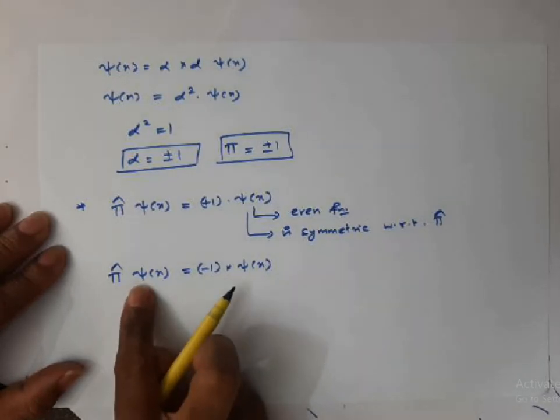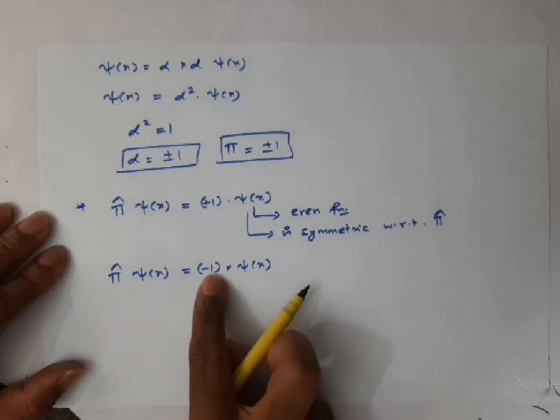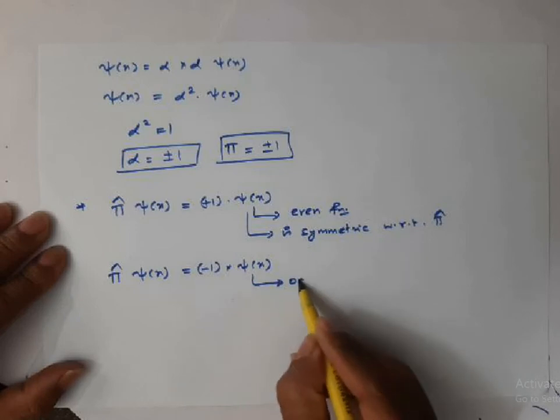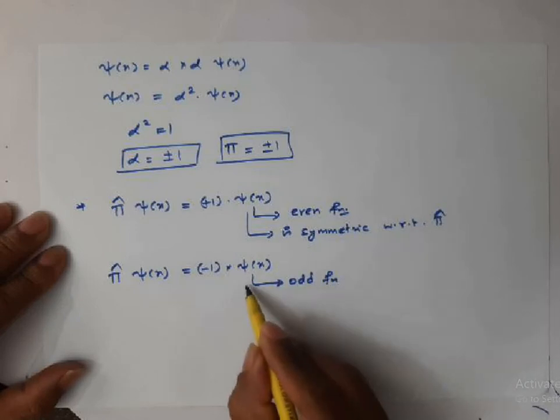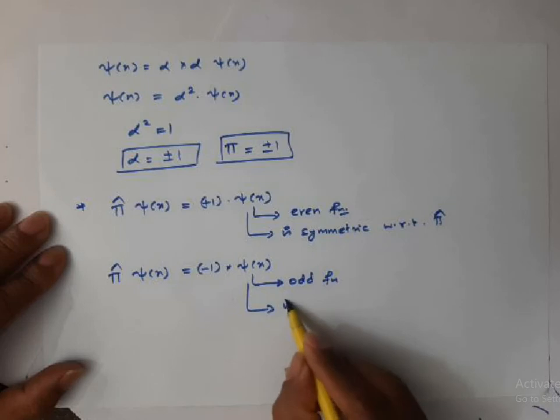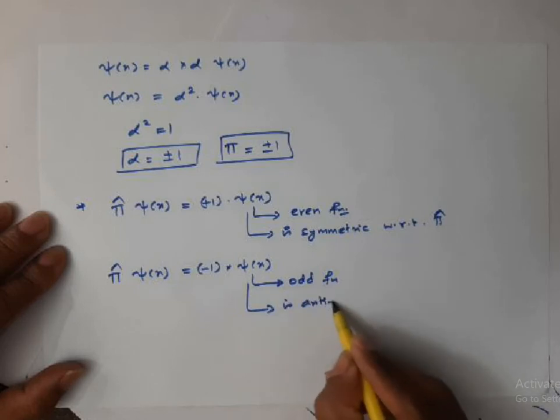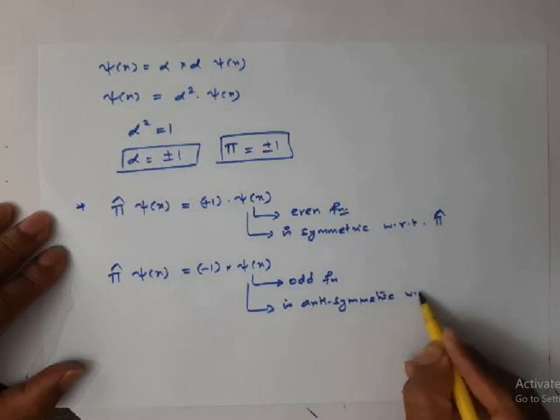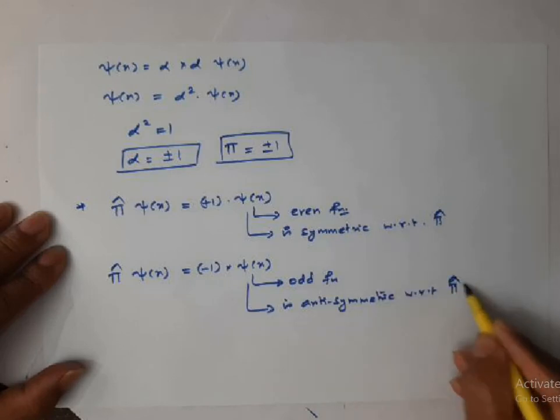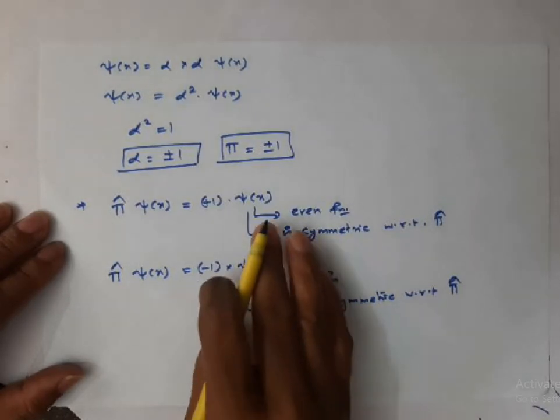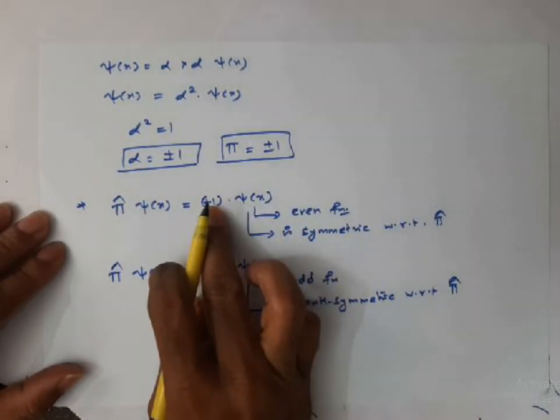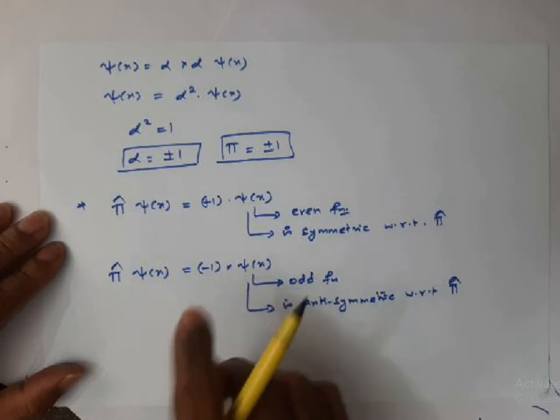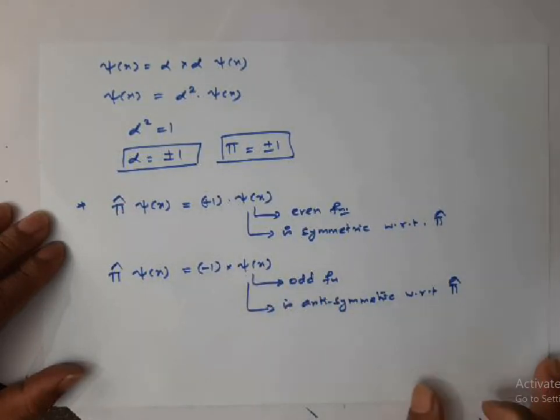When I apply the parity operator on an eigenfunction, if I get -1 as the eigenvalue, we call that function an odd function. It can also be called anti-symmetric with respect to the parity operator. It is an even function if the eigenvalue is +1, and an odd function if the eigenvalue is -1. Keep this information in mind.